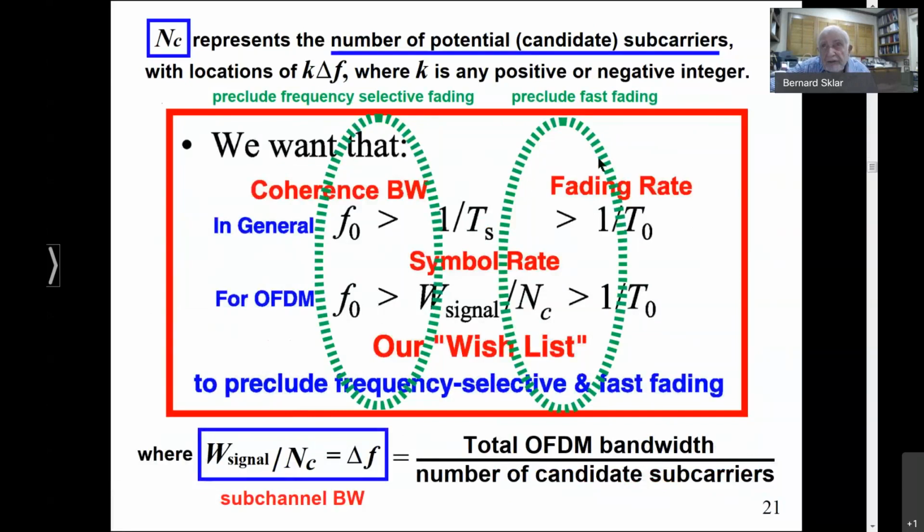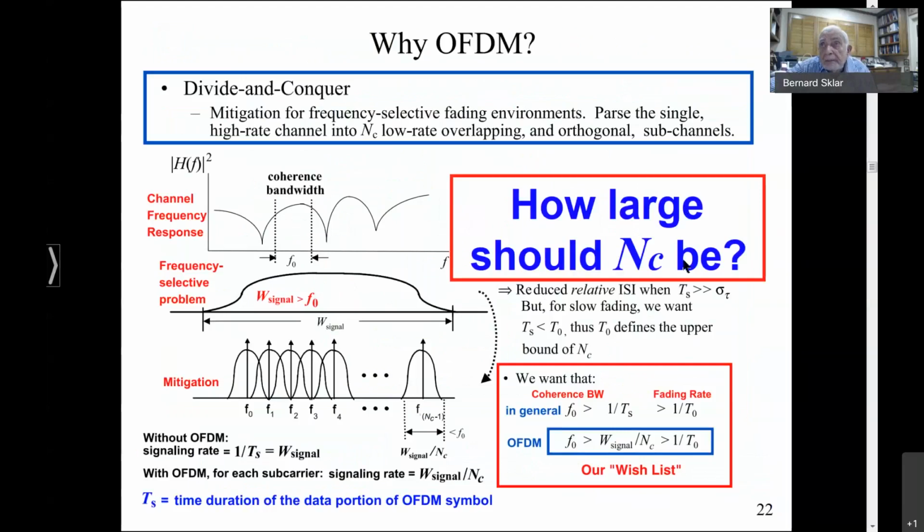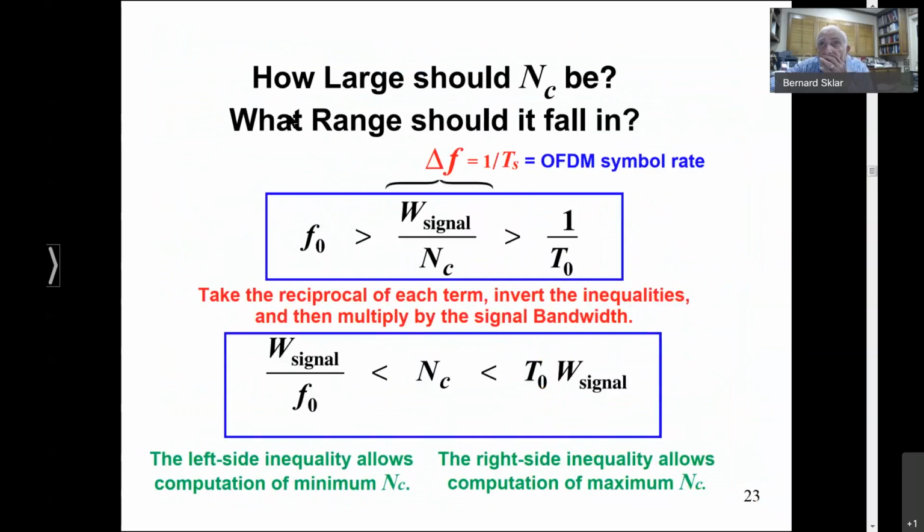So let's take an example of how large N sub C should be. Look at what I do. We're going to test a little example. Remember where I got this from: I got this from our wish list in the case that we were dealing with OFDM. And in order to convert it into something useful for making decisions about the range of N sub C, first of all, I take the reciprocal of all these terms. And the moment I take the reciprocal, you know what happens to these inequalities. They get inverted. Greater than becomes less than in both cases.